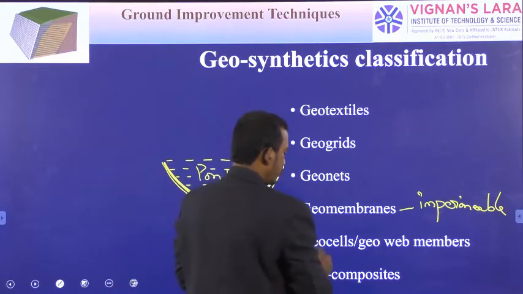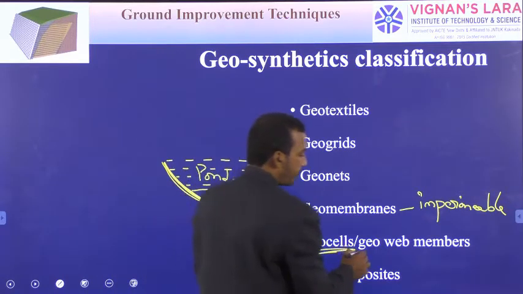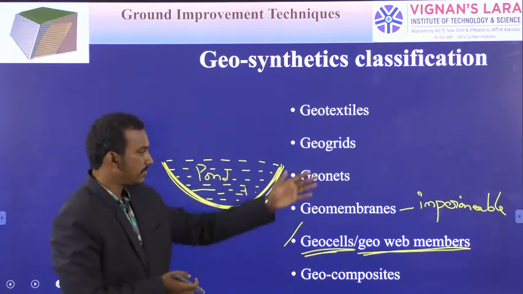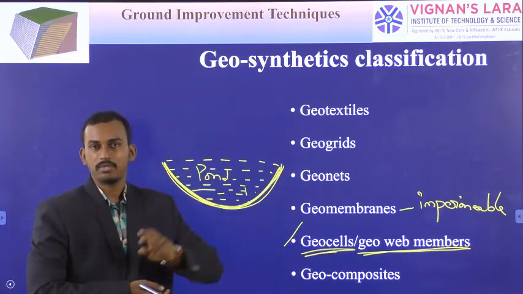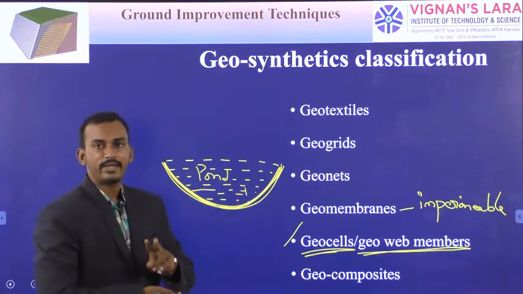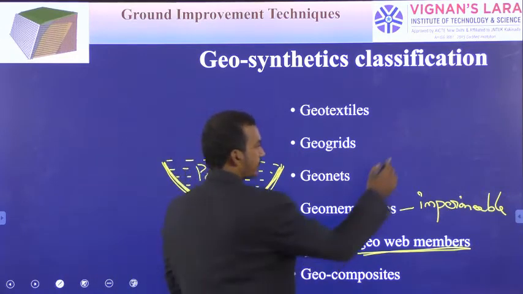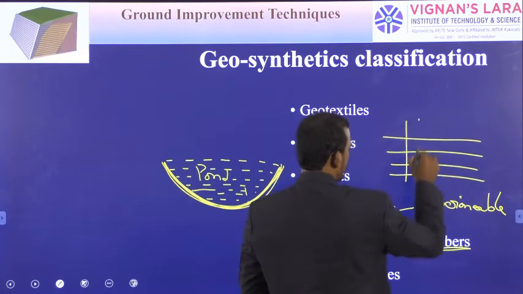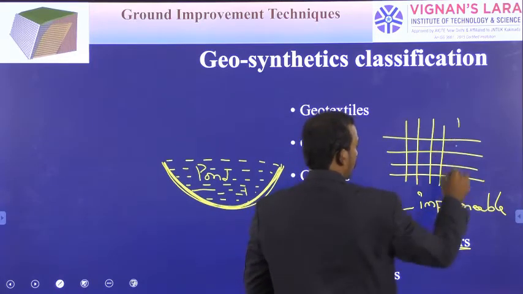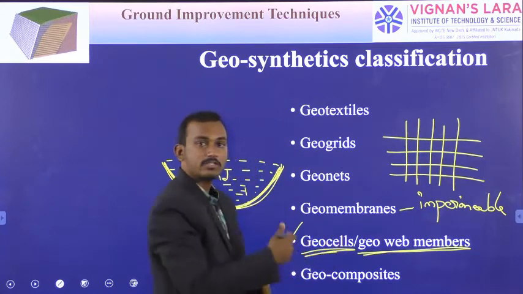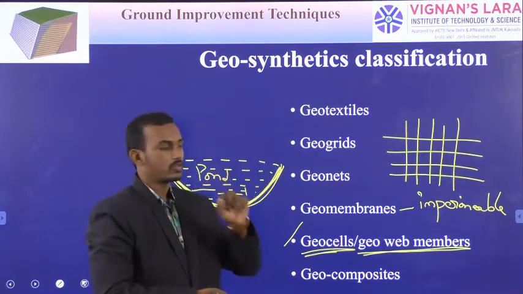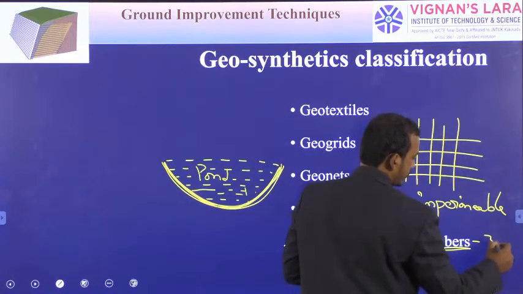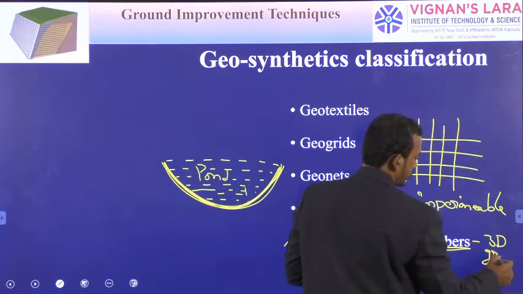Then we have geocells or geoweb members. Geocells are same as the geogrids but in a 3-dimensional view. If you see a geogrid, it has only 2 dimensions. What are they? Horizontal materials and vertical materials. These are geogrids. But geocells are also having certain thickness. Those are known as geocells. These are nothing but 3D grids, 3D geogrids.